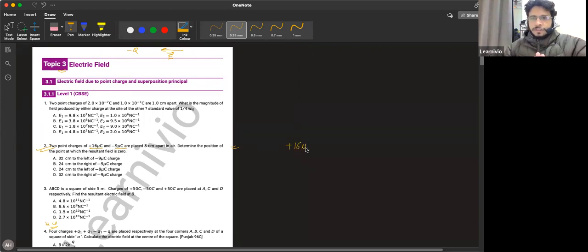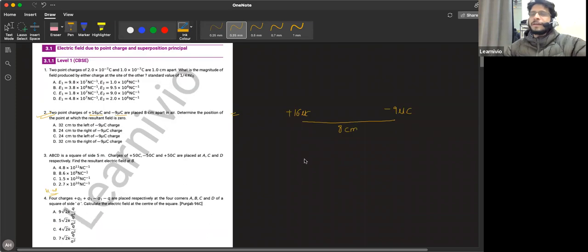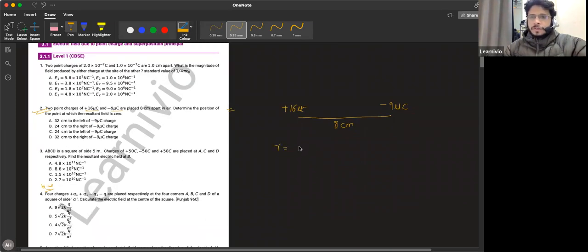The initial steps for solving a numerical are common throughout physics. Just draw a rough sketch. The separation is 8 centimeter. Note down the given data. R is 8 centimeter. You have to convert all in SI unit. Remember, the class 12 syllabus is in SI unit. So you have to convert all terms in SI unit. Don't keep anything in CGS.